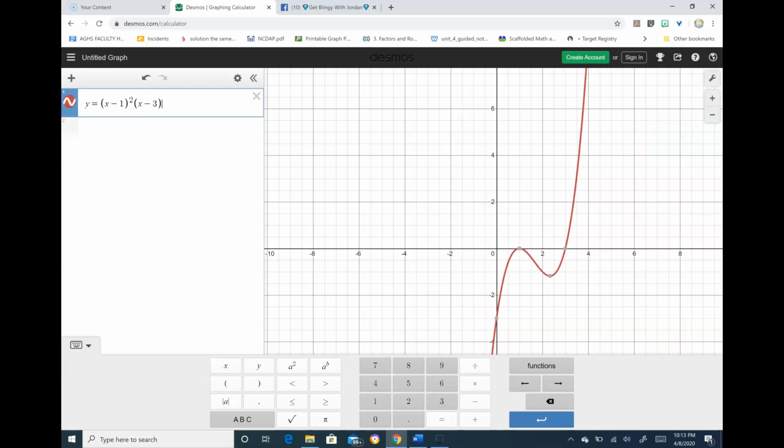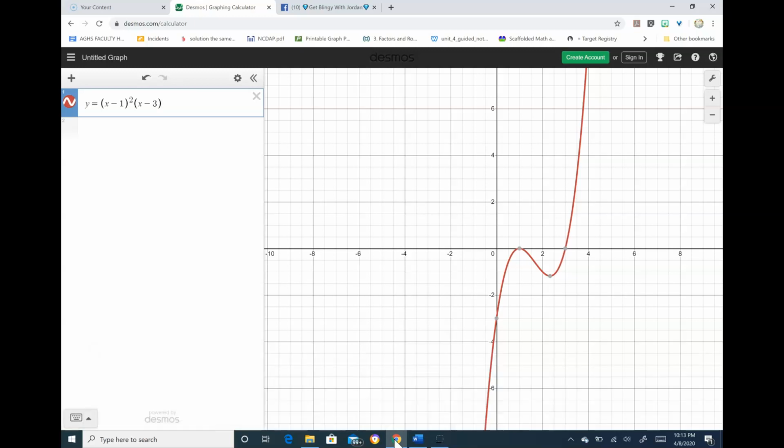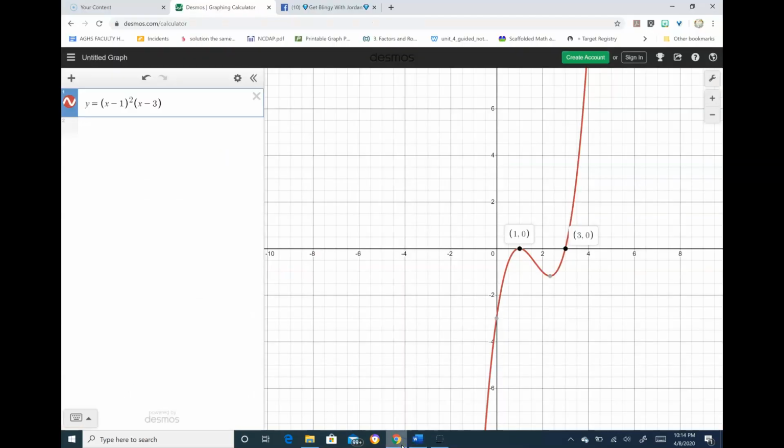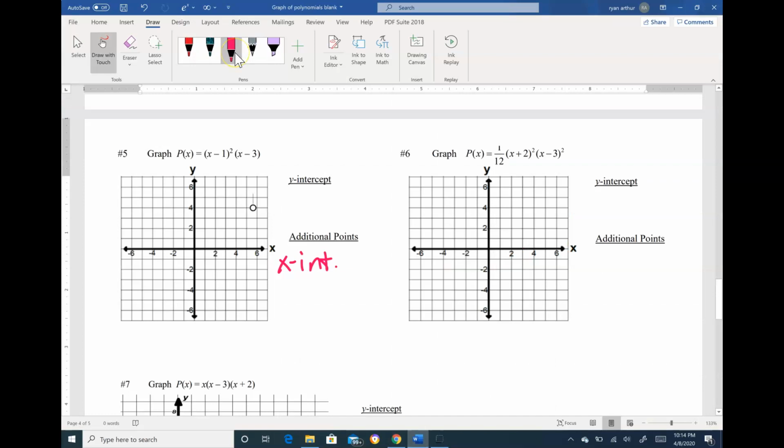Okay, the things you want to get from your graph are your zeros first. Now your zeros are where you cross the x-axis. Across the x-axis at those 2 points right there, 1, 0, and 3, 0. So go back here. So my x-intercepts, they are 1, 0, and 3, 0, which we could have got from there.